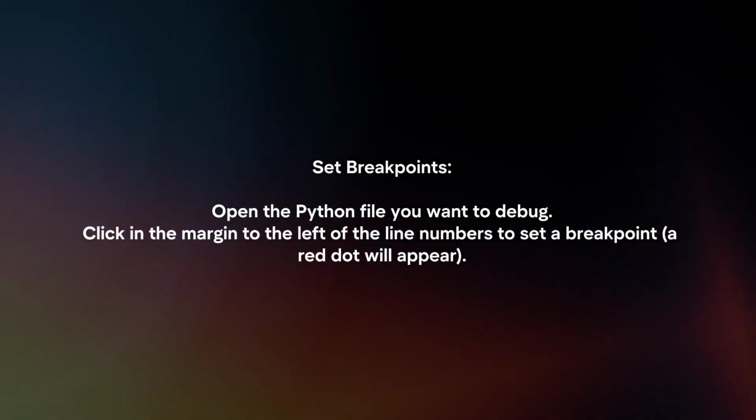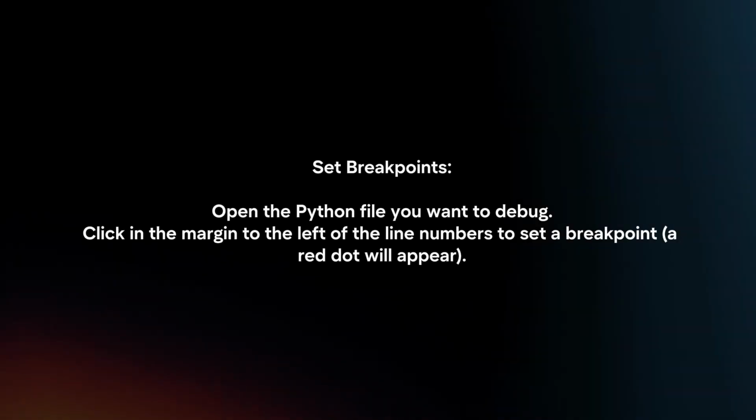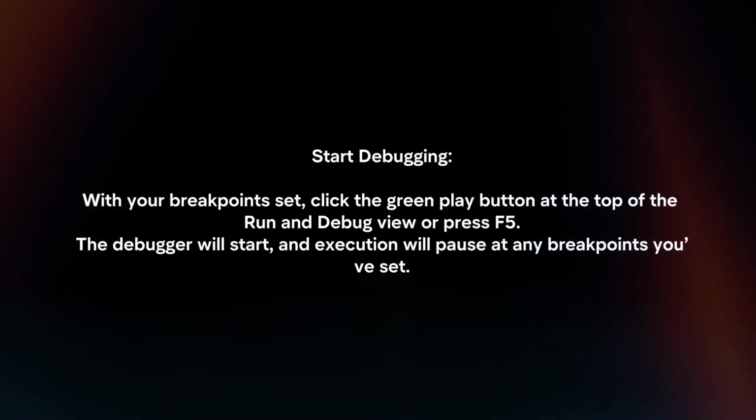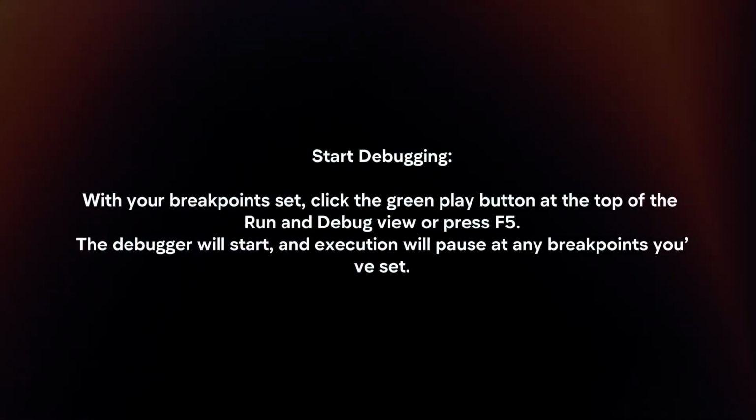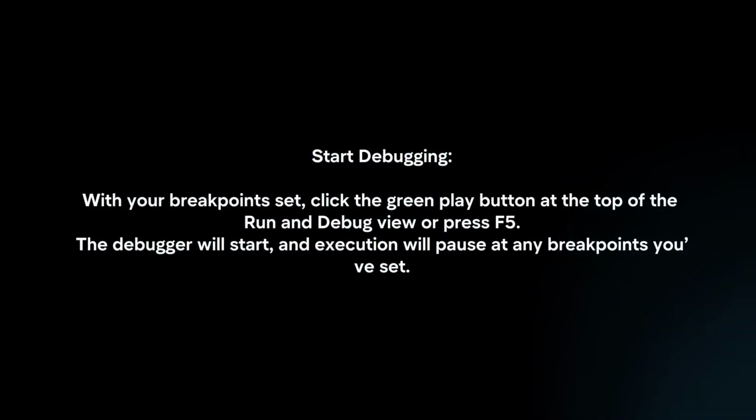Set breakpoints. Open the Python file you want to debug. Click in the margin to the left of the line numbers to set a breakpoint. Start debugging. With your breakpoint set, click the green play button at the top of the Run and Debug view or press F5. The debugger will start and execution will pause at any breakpoints you've set.